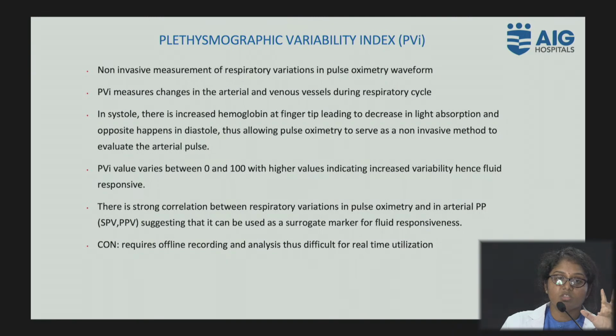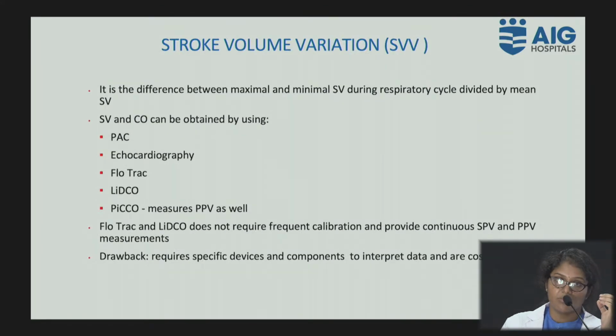If the value is on the higher side, that means closer to 100, it indicates increased variability, as with invasive dynamic parameters like SPV and PPV. So it can be used as a surrogate marker. The disadvantage of using pleth variability index is that it requires offline recording and analysis. Thus it is difficult for real-time utilization.